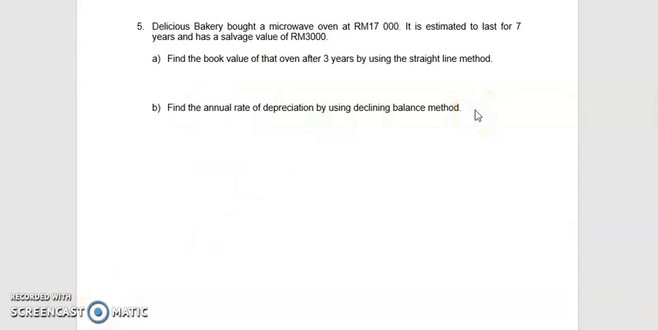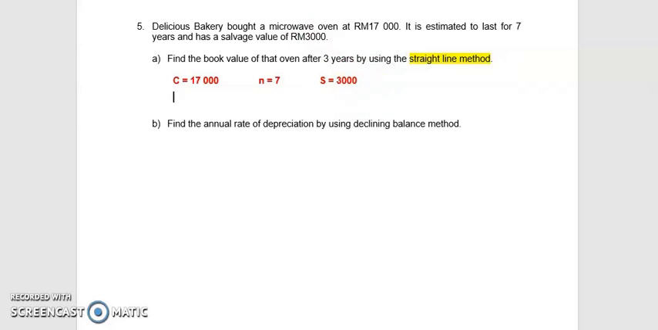Number 5. Delicious Bakery bought a microwave oven at 17,000, so this is cost. It is estimated to last for 7 years, the useful life, and has a salvage value of 3,000, so S equals 3,000. Find the book value of that oven after 3 years by using the straight line method.